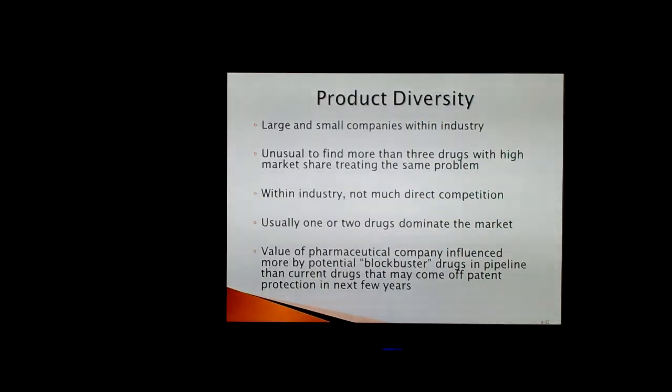I could go into details on that, but I won't because this is an online class, and I don't want to ramble on. Within industry, not much direct competition. Usually 1 or 2 drugs dominate the market.